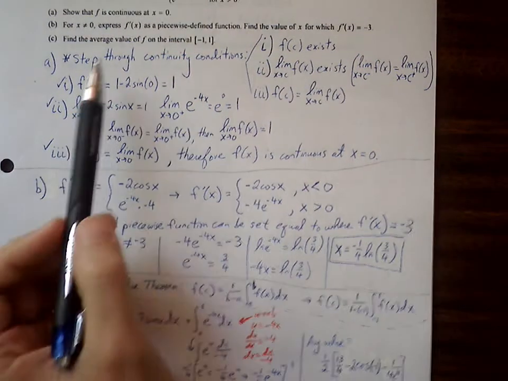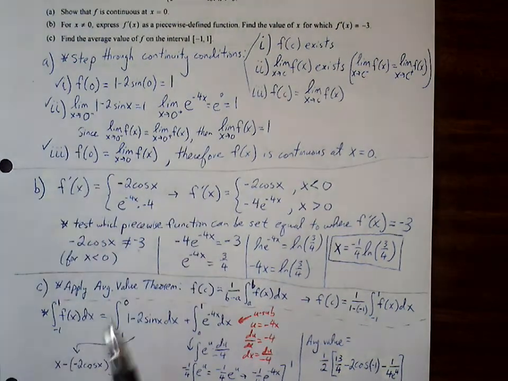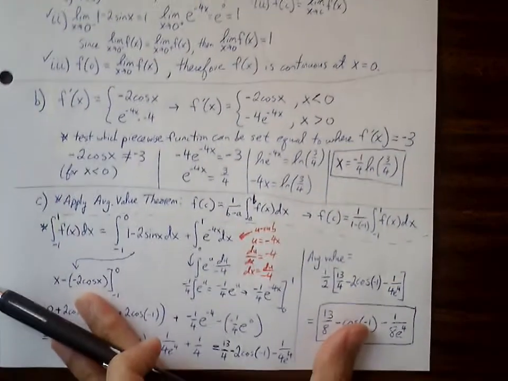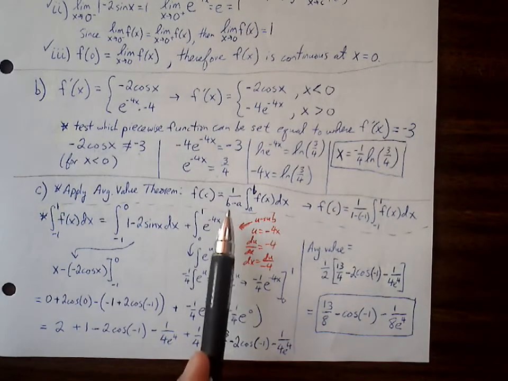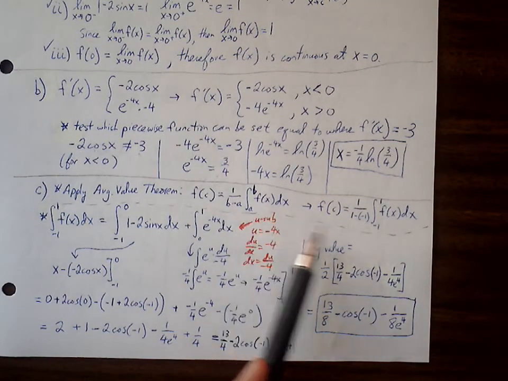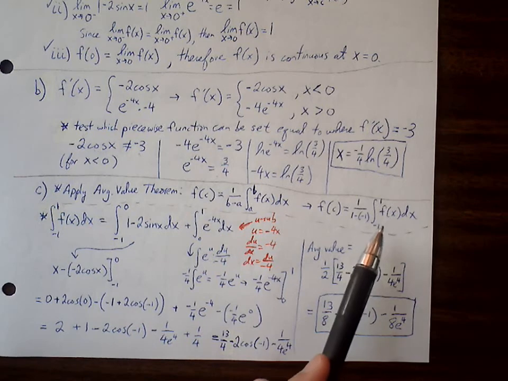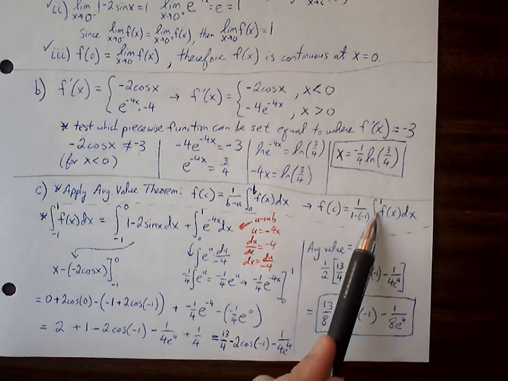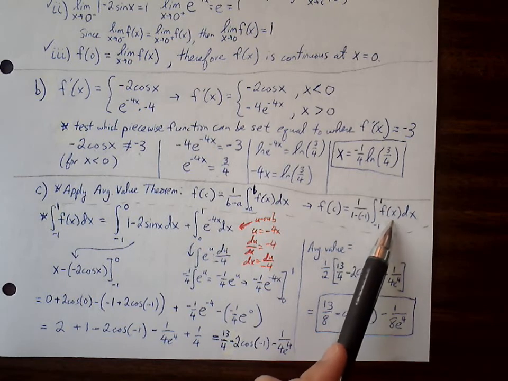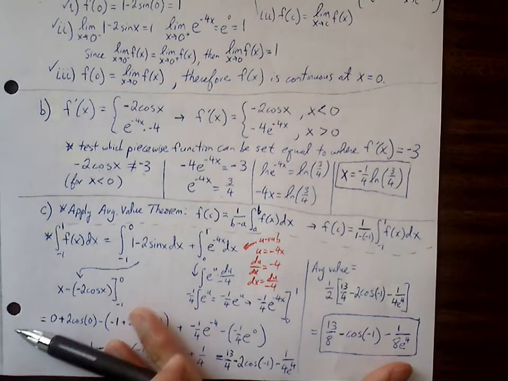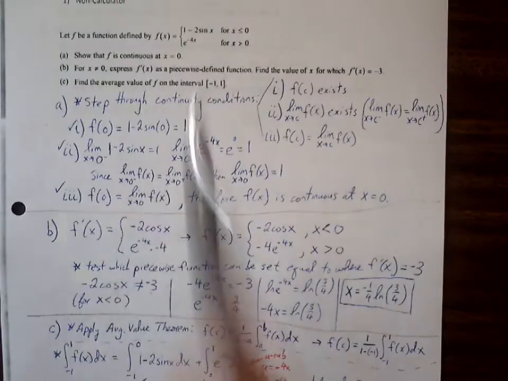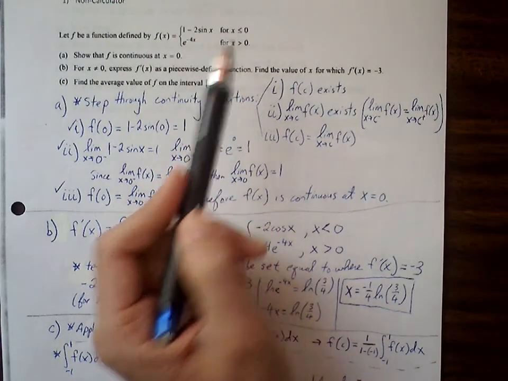Okay, find the average value. So average value of a function is going to be applying the average value theorem, 1 over b minus a, integral from a to b. But we see that there is a split at 0, so this f of x is just not going to be one expression. It's going to have to be divided into two separate regions because we have two separate graphs on either side of 0.